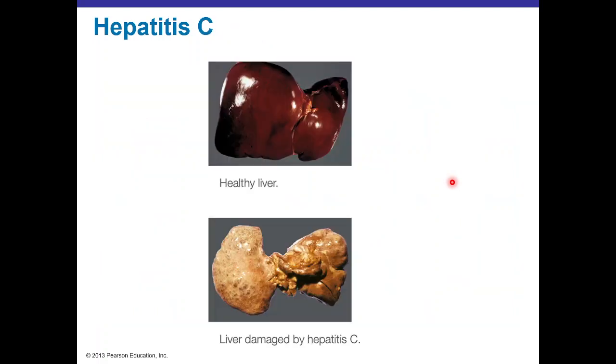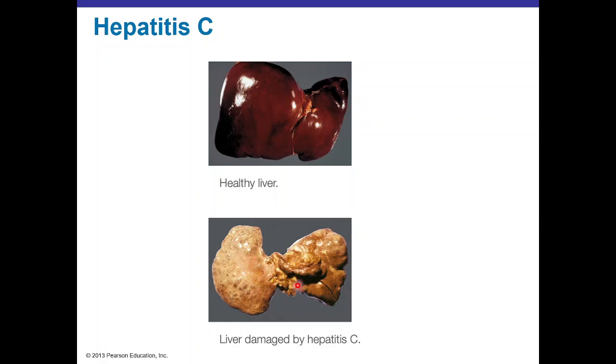And this is just to show you what happens with a chronic infection with hepatitis C. So here's a healthy liver. This will be the right lobe, the left lobe. The surface is pretty smooth. The color is kind of reddish brown or dark red just because we have a lot of red blood cells. But this is what happens with time with someone with hepatitis C.